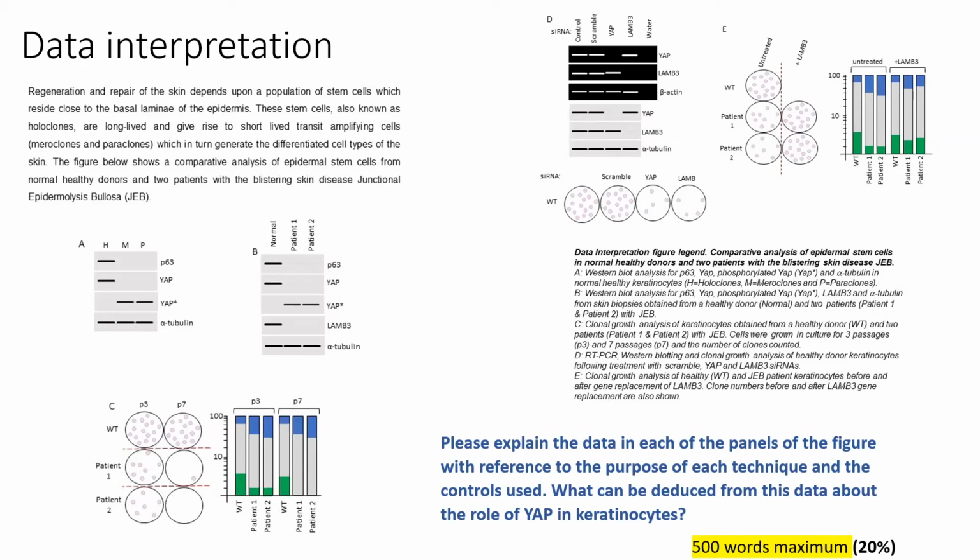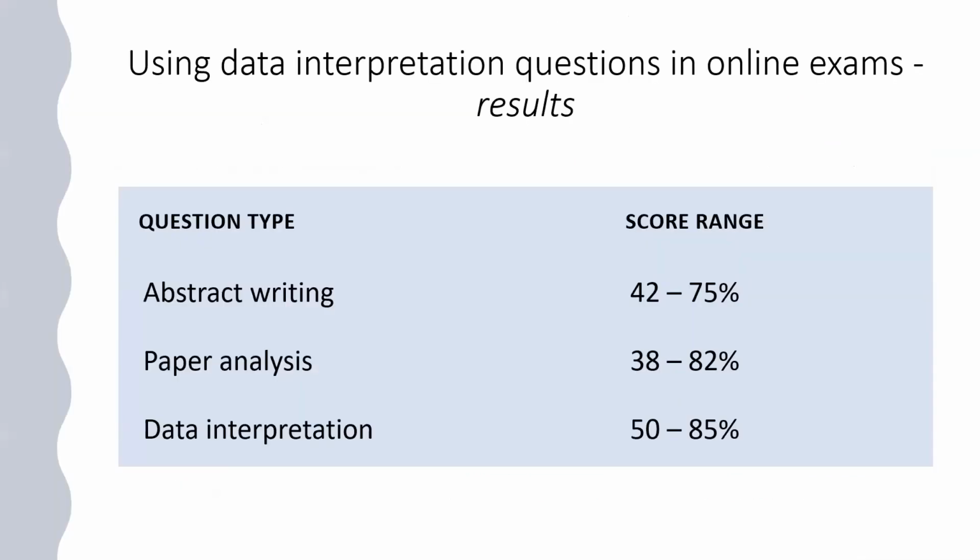And this particular example here is about the role of a particular protein in keratinocytes. So we ask the students what can be deduced from the data that they've been given about the role of that protein in these cells. Now, I haven't got any fancy stats or analysis. What I have done is pulled out the high and low marks for the exams that we ran this year for each of those approaches. And what you can see is there's quite a good range for each type of approach that we've taken.